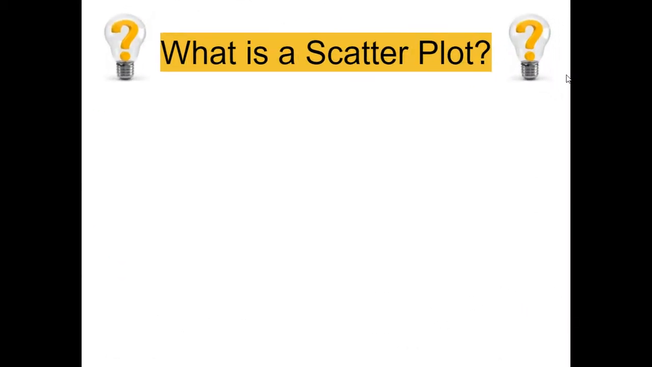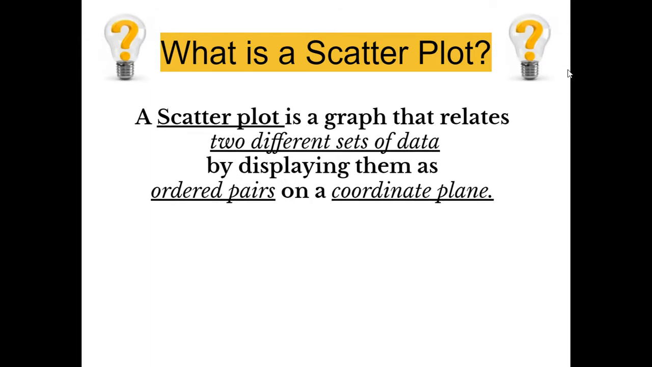First of all, let's answer the question, what is a scatterplot? Well, a scatterplot is a graph that relates two different sets of data. It displays them as a bunch of ordered pairs on a coordinate plane. A scatter plot could look like this.